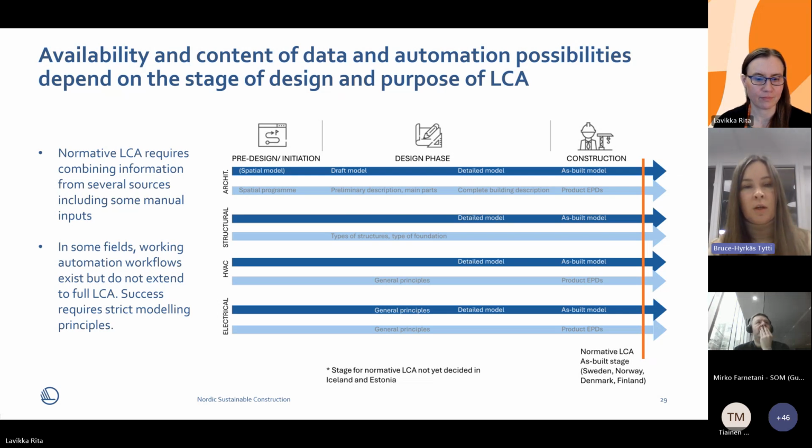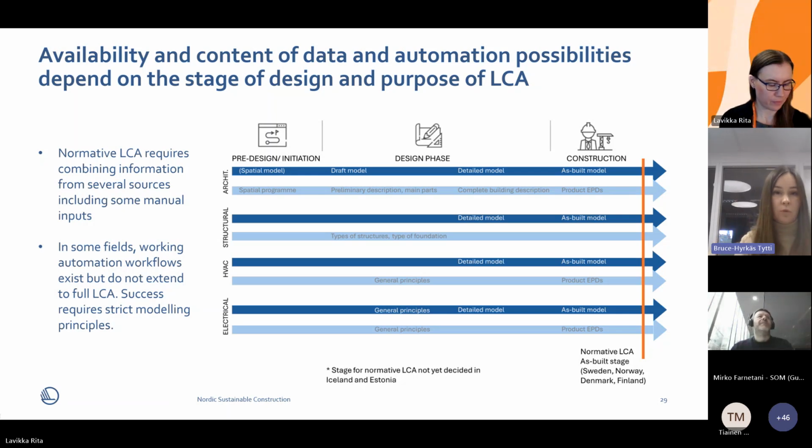And then when we go through the design process, the further we go, the more information we'll have available. But on the other hand, the more information we'll have available, the less changes we can apply, at least efficiently. So this comes to the fact that the earlier the stage, the less information we can get from the building information models, and the more assumptions we'll have to do.